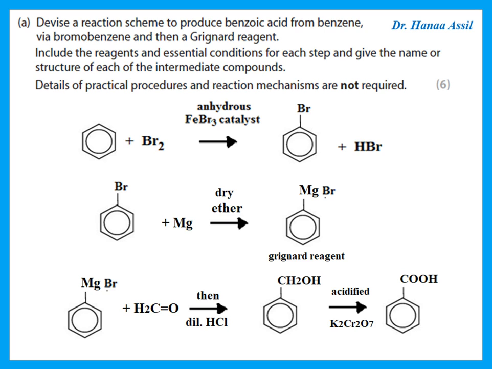methanal or carbon dioxide. So if I say methanal, then dilute HCl, it puts a carbon with an alcohol group on the benzene. And then I need the benzoic acid, so I need to oxidize the alcohol using acidified potassium dichromate. That will end up giving me the benzoic acid.